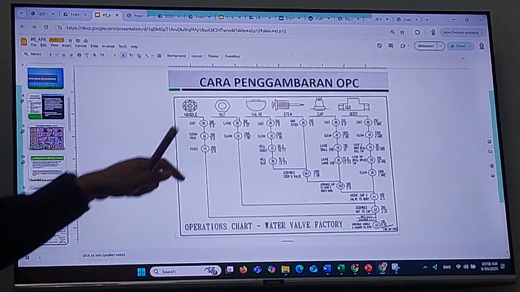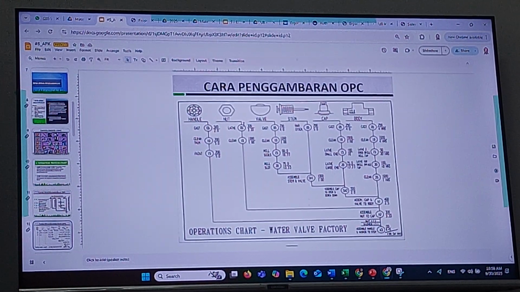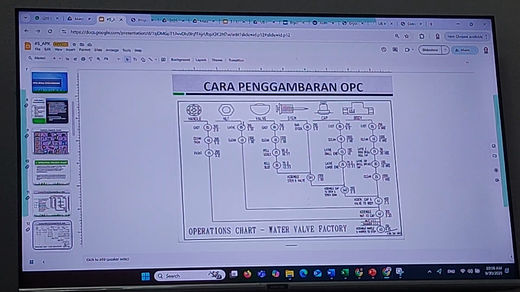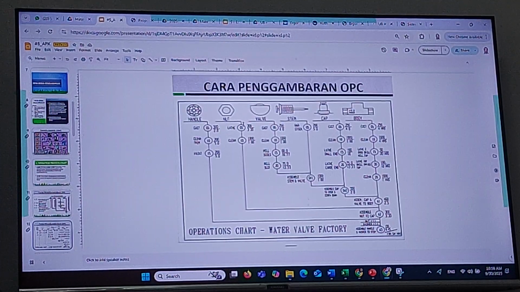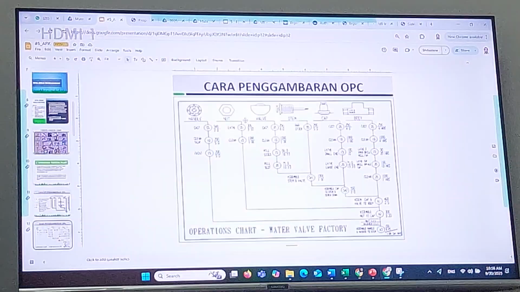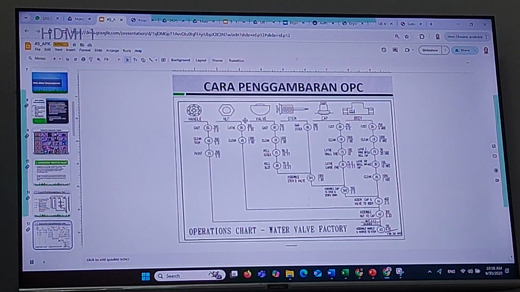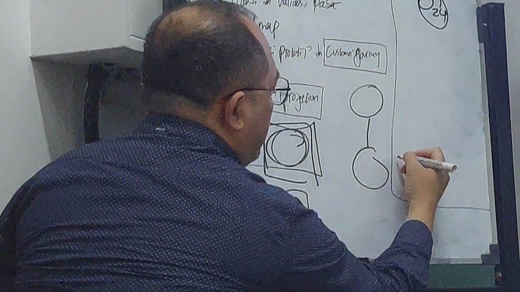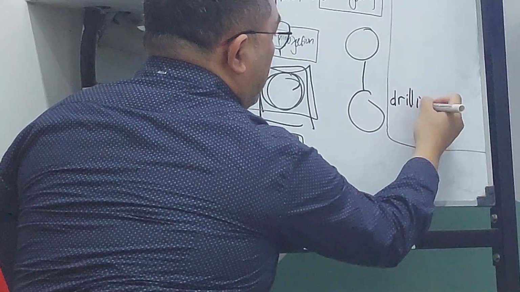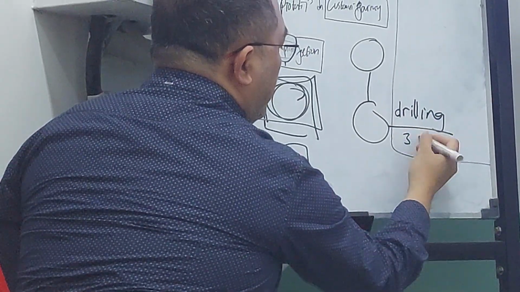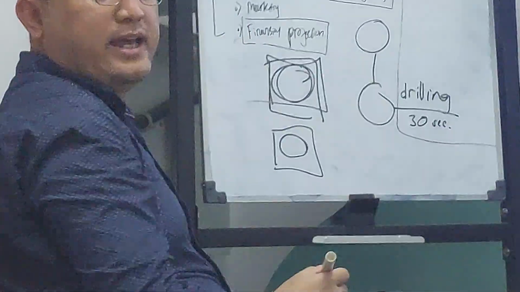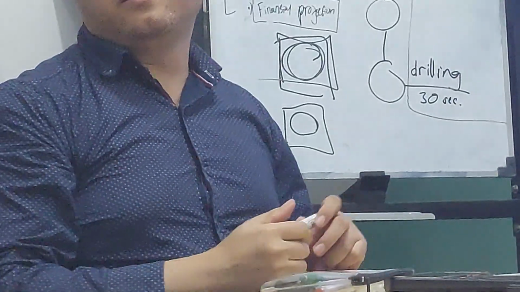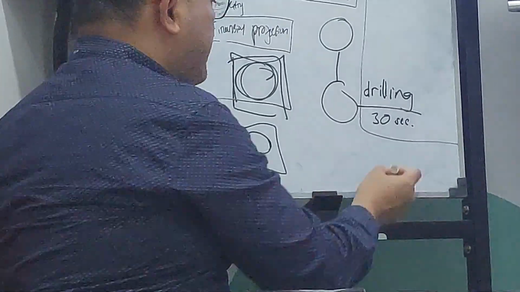Sometimes we have many types of how to write down the information for the operation on OPC. Sometimes if we have a process like this, and then for the name of the process, for example, drilling, then we put 30 seconds. It's okay. And then this is like a standard.